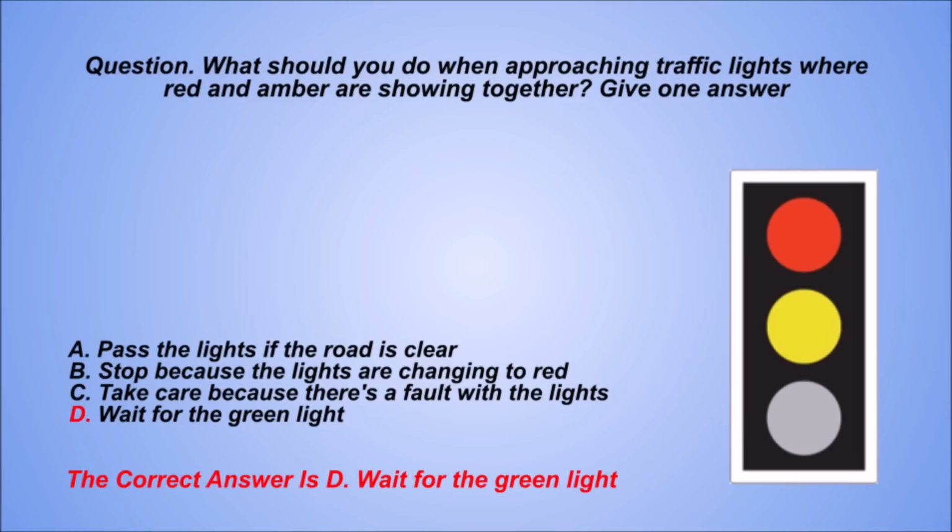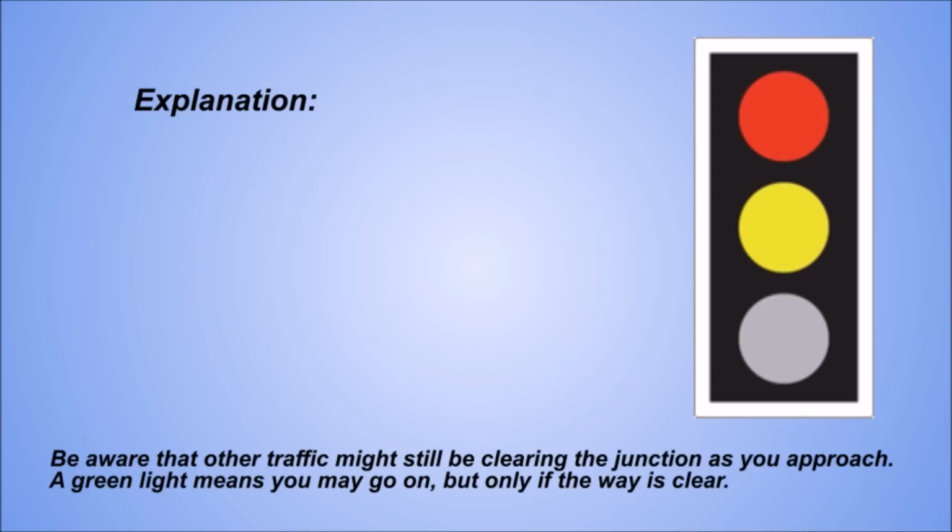The correct answer is D. Wait for the green light. Explanation. Be aware that other traffic might still be clearing the junction as you approach. A green light means you may go on, but only if the way is clear.